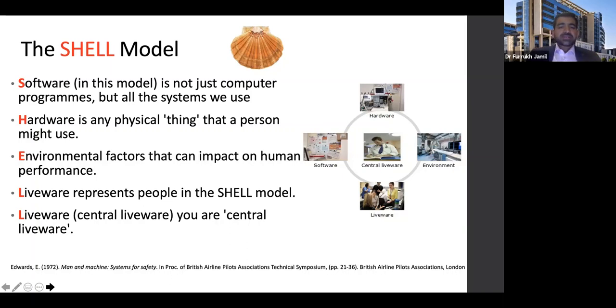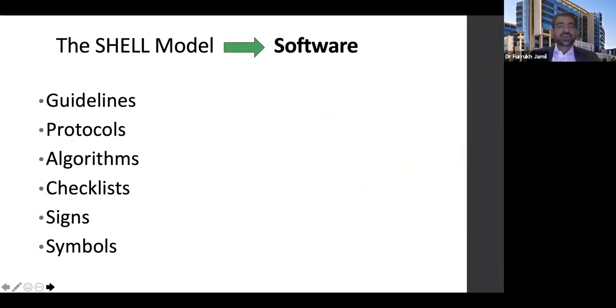And let's discuss them one by one. So the software in the SHELL model is all the software we use in our organization. So these are the guidelines, the protocols, algorithms, checklists, signs, symbols. I mean, our environment is full of this kind of software around. Now, what does that mean? I mean, what do they do? So that's the key point.